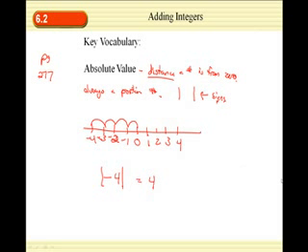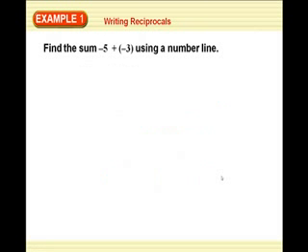So you could say, what's the absolute value of 3? How many steps is 3 away from 0? 3. So positive numbers stay positive, negative numbers become positive. So let's see how we're going to use this.